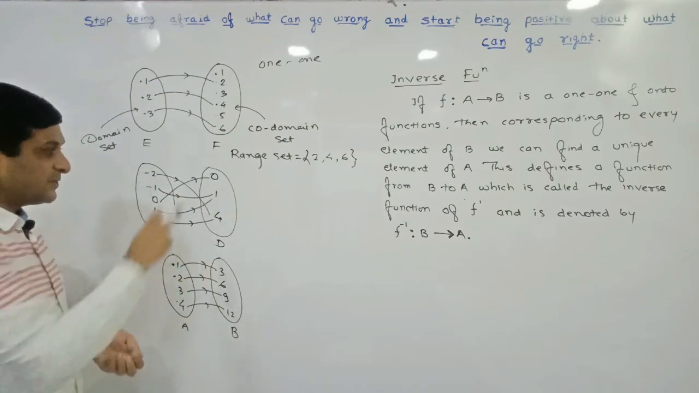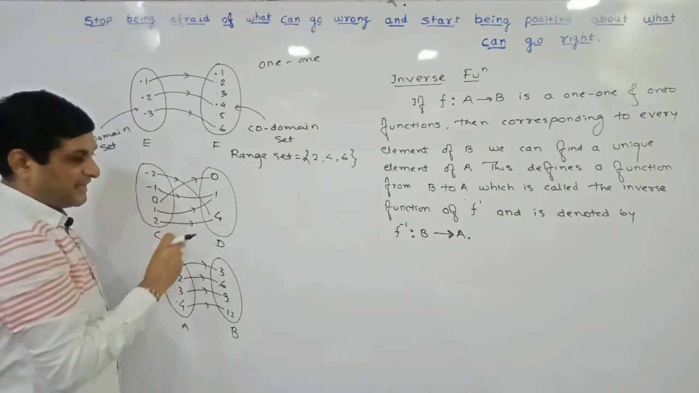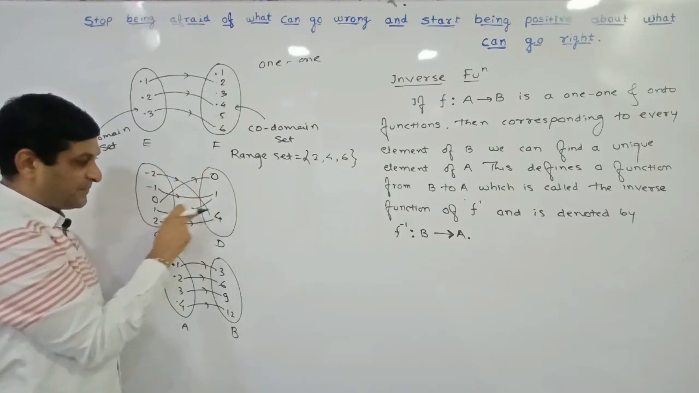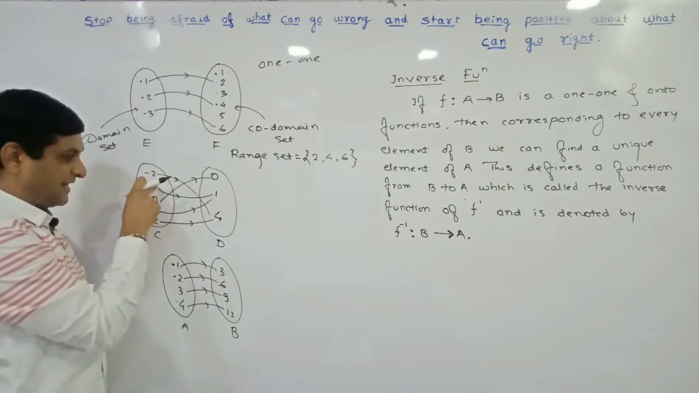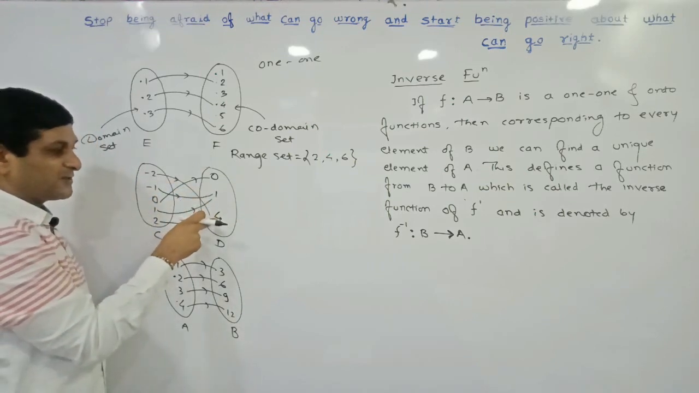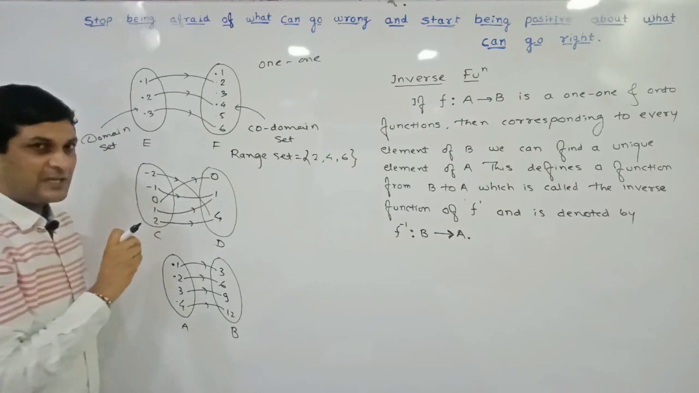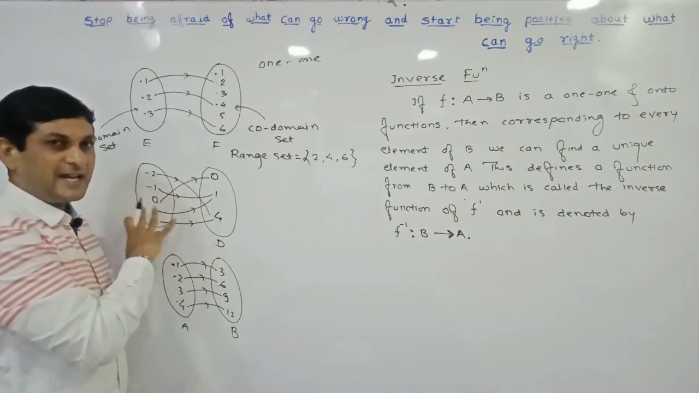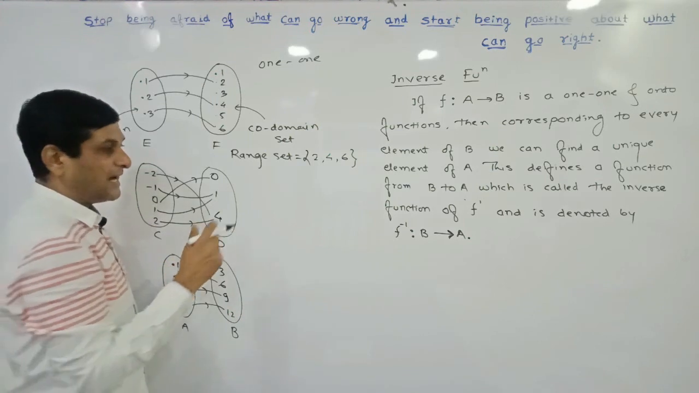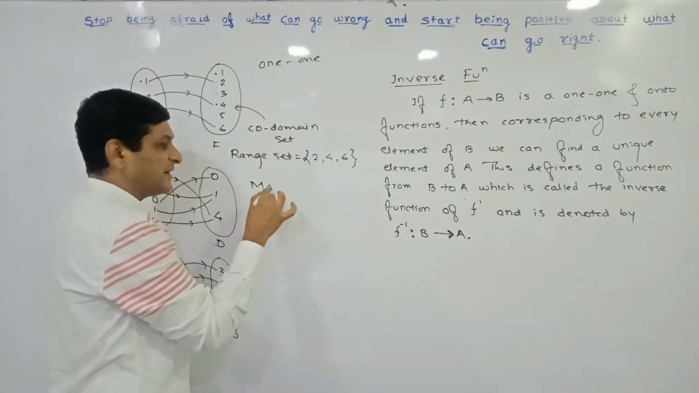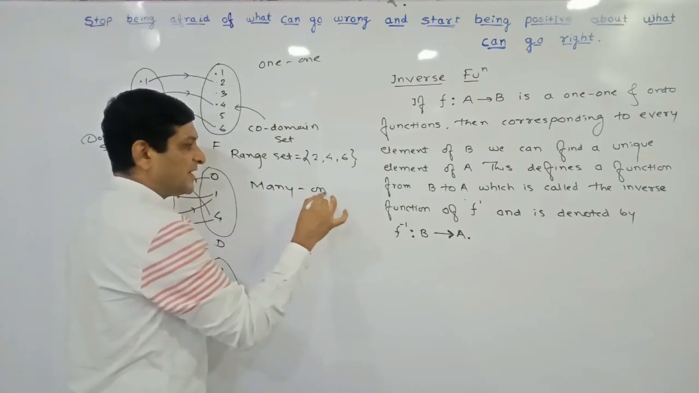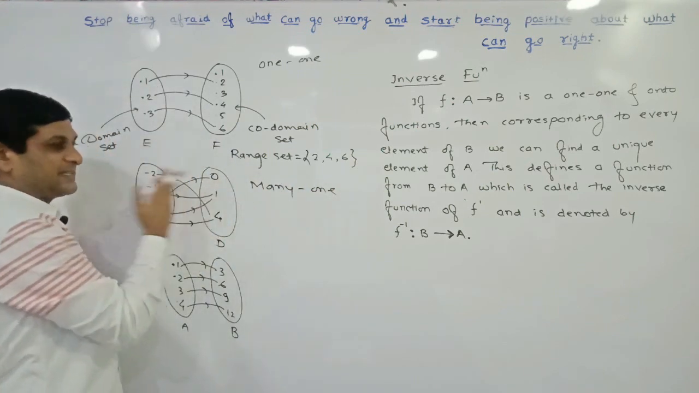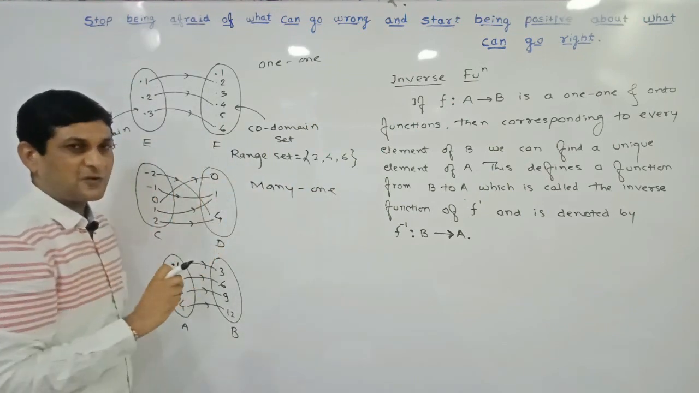1-1 function. So in this case, on this side it is 1, but here how many pre-images does 1 have? 2 pre-images, minus 1 also and plus 1. 4 also has how many pre-images? 2 pre-images. So if at least one element has more than one pre-image, at that time it is called a many-one function. Many-one: on this side it is 1 and on this side it is many. Such functions are called what?